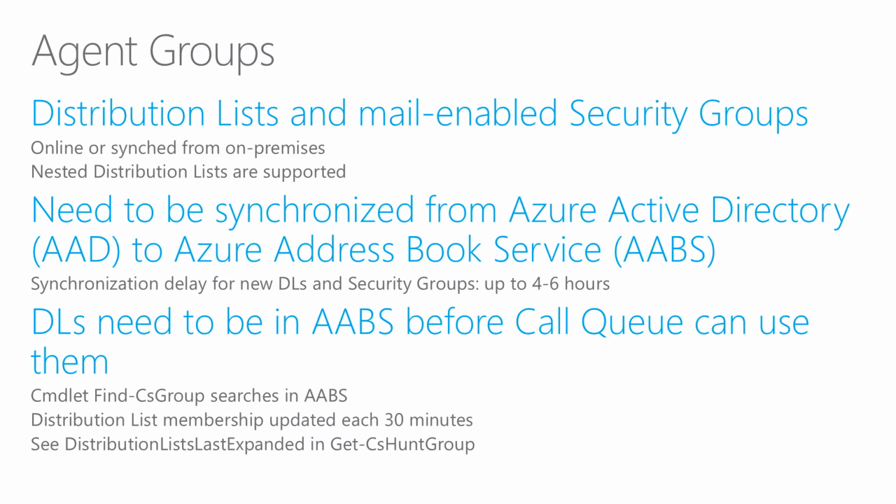So, prerequisites. An agent group can be a distribution list or a mail-enabled security group. It can be online or synced, and we do support nested distribution lists. However, it needs to be synchronized from the Azure Active Directory to the Azure Address Book service, which can take up to 4 to 6 hours. The DLs need to be in the Azure Address Book service before the call queue can use them. You can use Find-CsGroup to verify if the group is actually there, and we update the distribution list membership every 30 minutes.